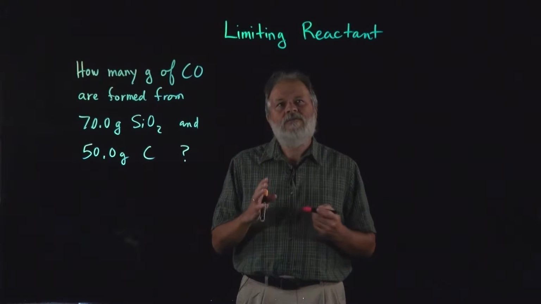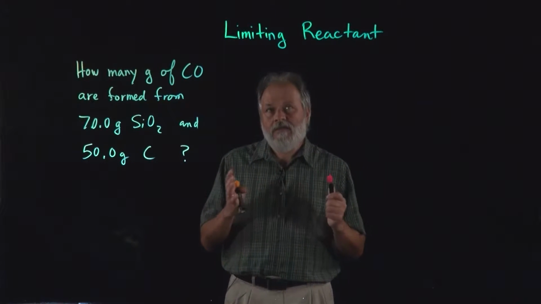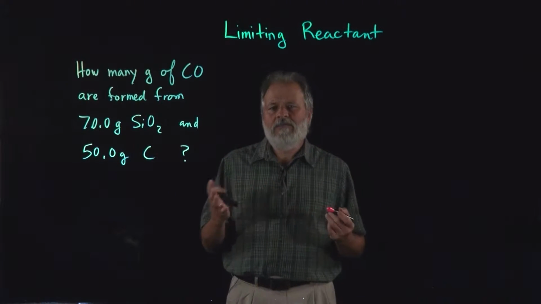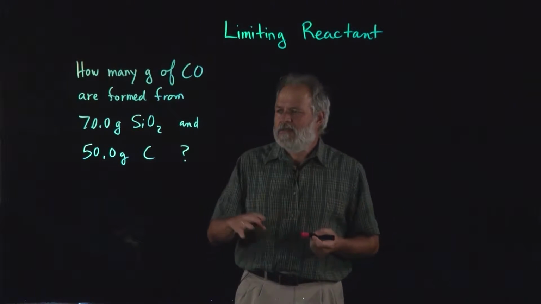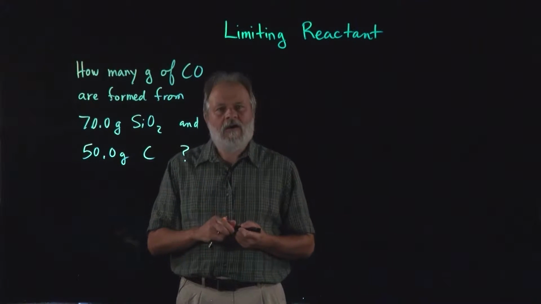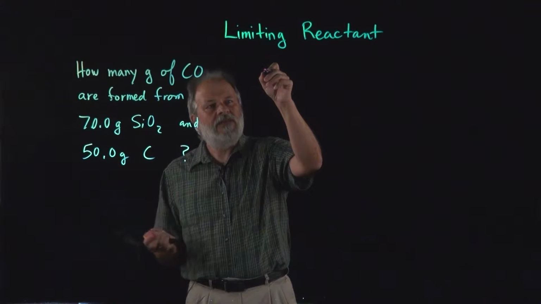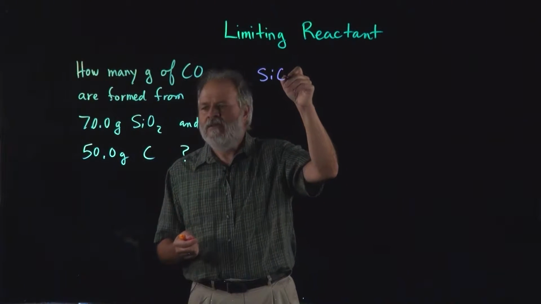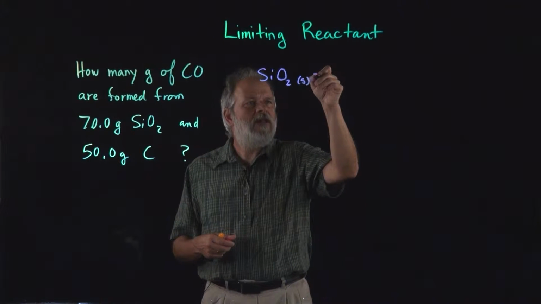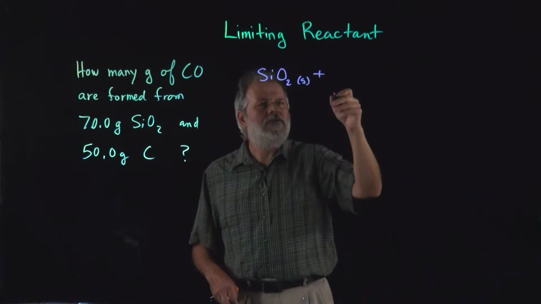So this example is going to be a video on calculating a limiting reactant problem where we're given the amount of two of the reactants. So here are the two reactants, silicon dioxide and carbon. And here, first of all, you need to know what the relationships are between all of the substances. So the balanced chemical reaction, of course, is essential here.